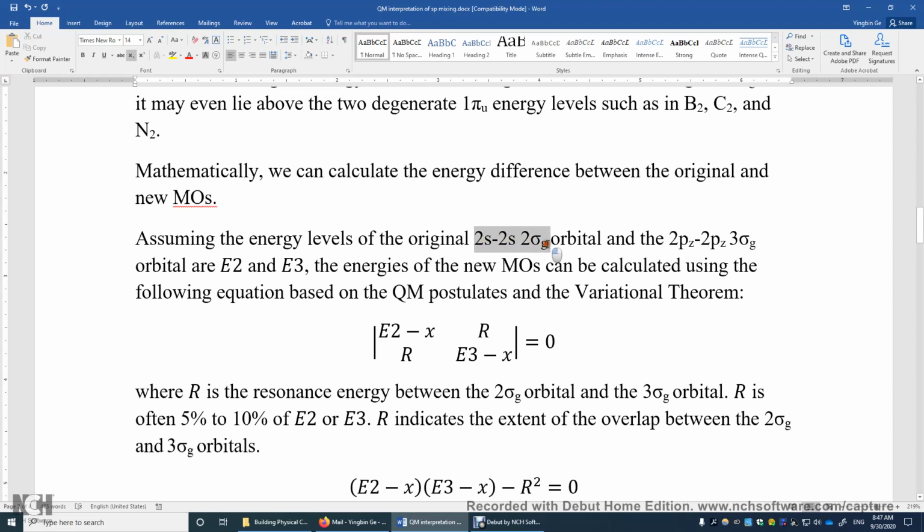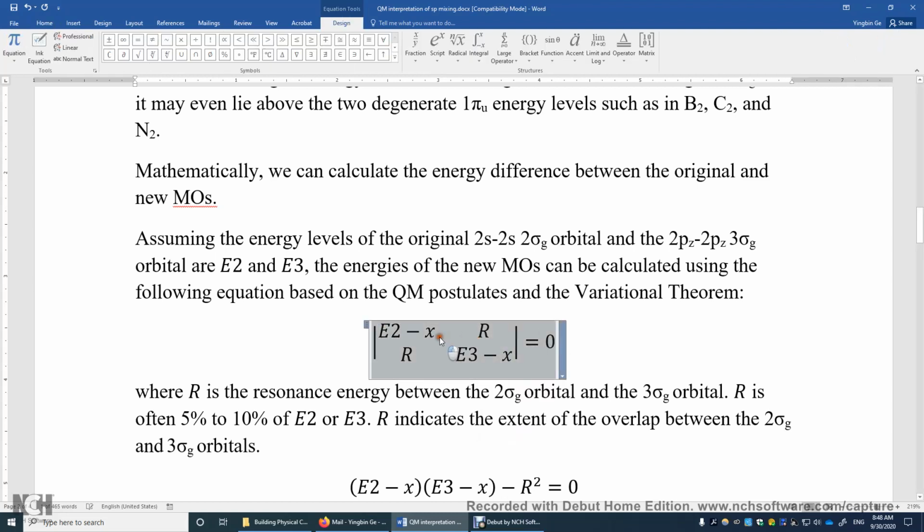So I'm going to say this is my E2. The energy is E2. This energy is E3. Both E2 and E3 are negative, okay? E2 is more negative than E3. All right, so in quantum mechanics, we learn how to calculate the energies of the new MOs by solving this equation. This is a 2x2 determinant, so you need to learn some linear algebra as well. So we set this 2x2 determinant to be 0, and E2 is the energy level of the 2 sigma g orbital. E3 is the energy level of the 3 sigma g orbital. Both are negative, and E2 is more negative than E3. That means 2 sigma g lies below 3 sigma g.